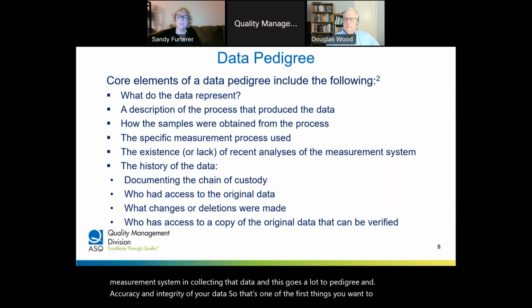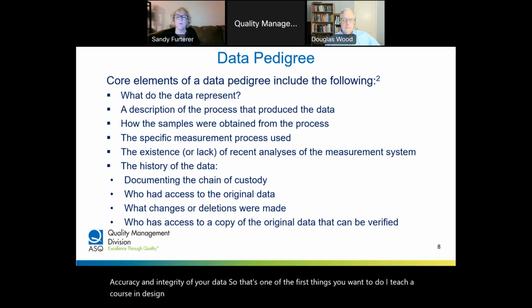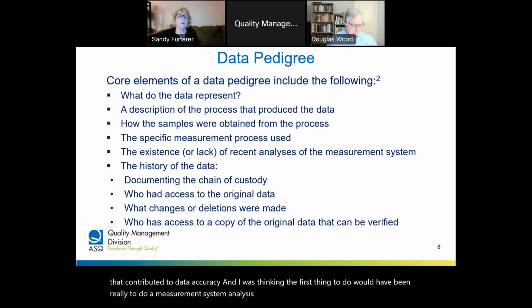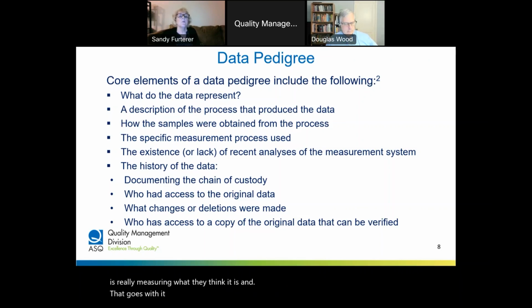I teach a course in design of experiments, and one of the student projects really struck me. What they were really trying to get to was data accuracy, or rather the variables that contributed to data accuracy. I was thinking the first thing to do would have been a measurement system analysis, to make sure that their measurement system is really measuring what they think it is. That goes with understanding the process before they can really understand what factors are affecting that process.